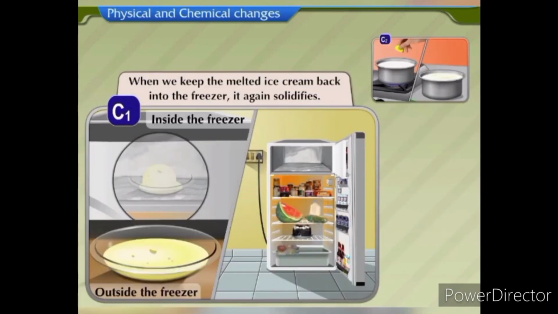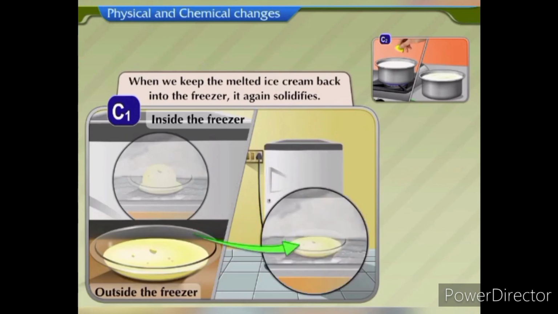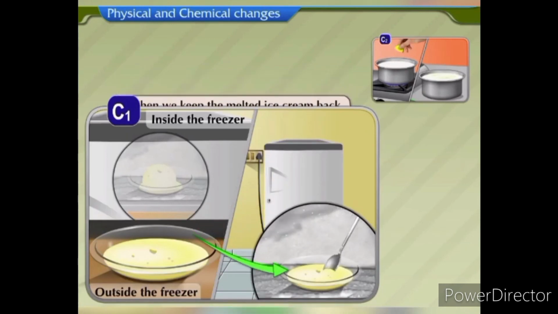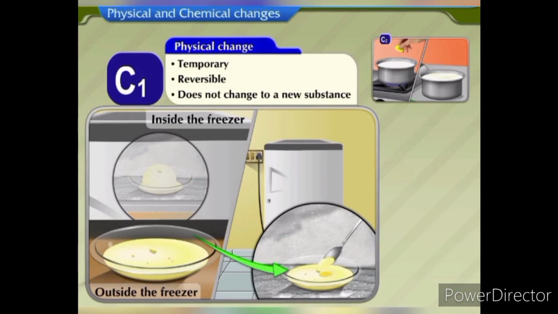When we keep the melted ice cream back into the freezer, it again solidifies. That is, the change is temporary, reversible, and ice cream does not change to a new substance. Also, its composition remains the same. This type of change is called a physical change.